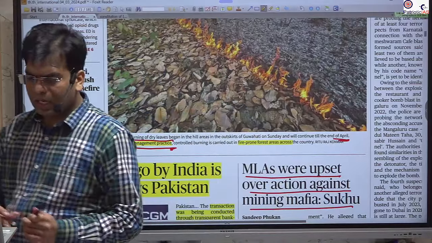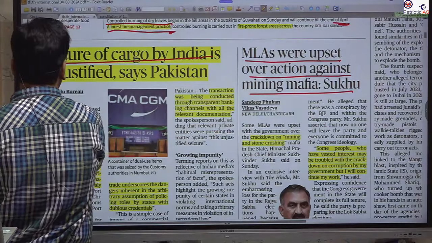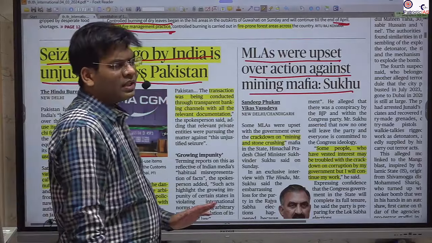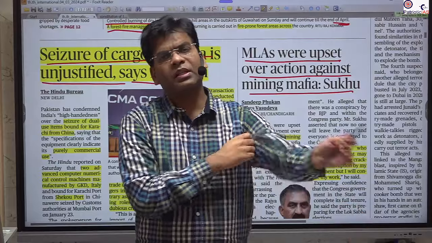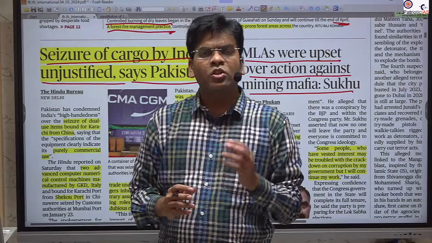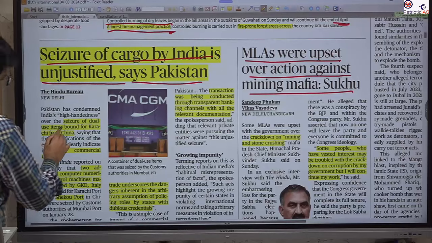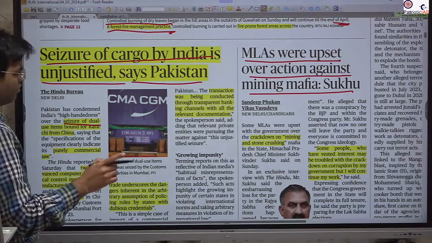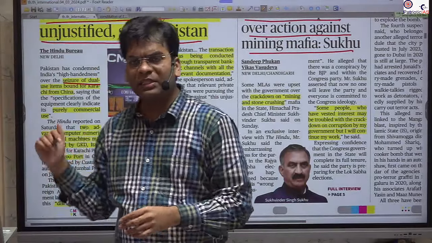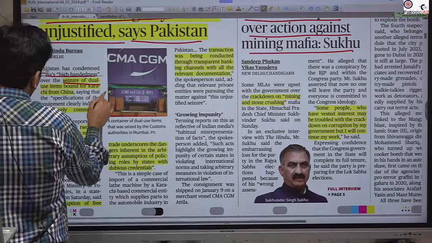Okay. The next important news on the front page is the seizure of the cargo by India, which is unjustified as per Pakistan. Yesterday we saw that there was a truck, a cargo, that as per India has dual use commodities, and that's why we seized it. But Pakistan is saying that everything was on legal paper, and despite that India is seizing it, it is the high-handedness of India. This is the claim. So you should know.